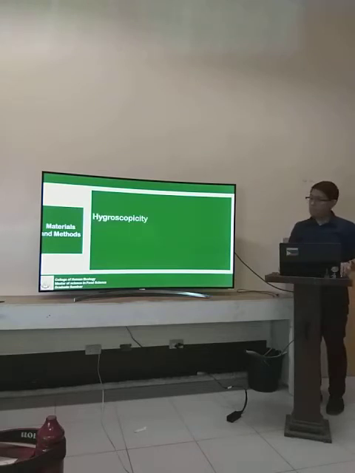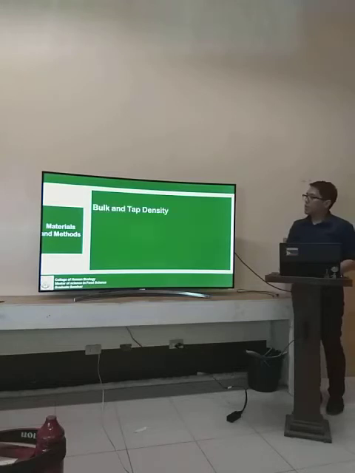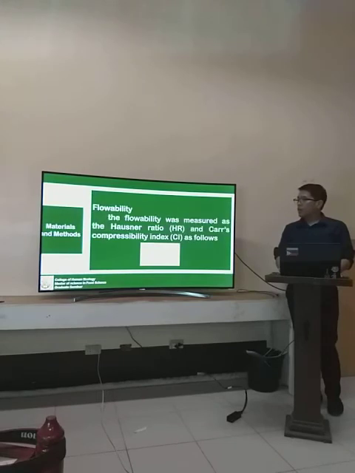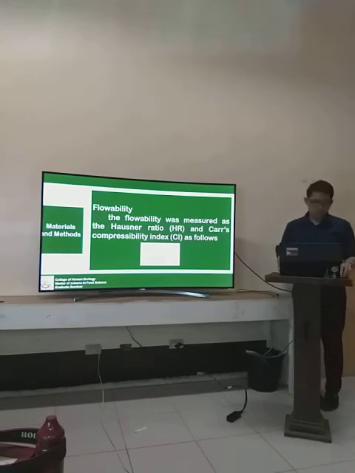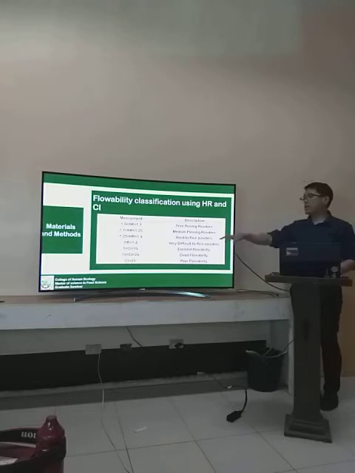So in hygroscopicity, the researcher used the method of Correa et al. Of course, another one is the bulk and tap density. Then, of course, it assesses the flowability of the samples. Take note, these are also the classification or the standards that they use to assess the flowability.